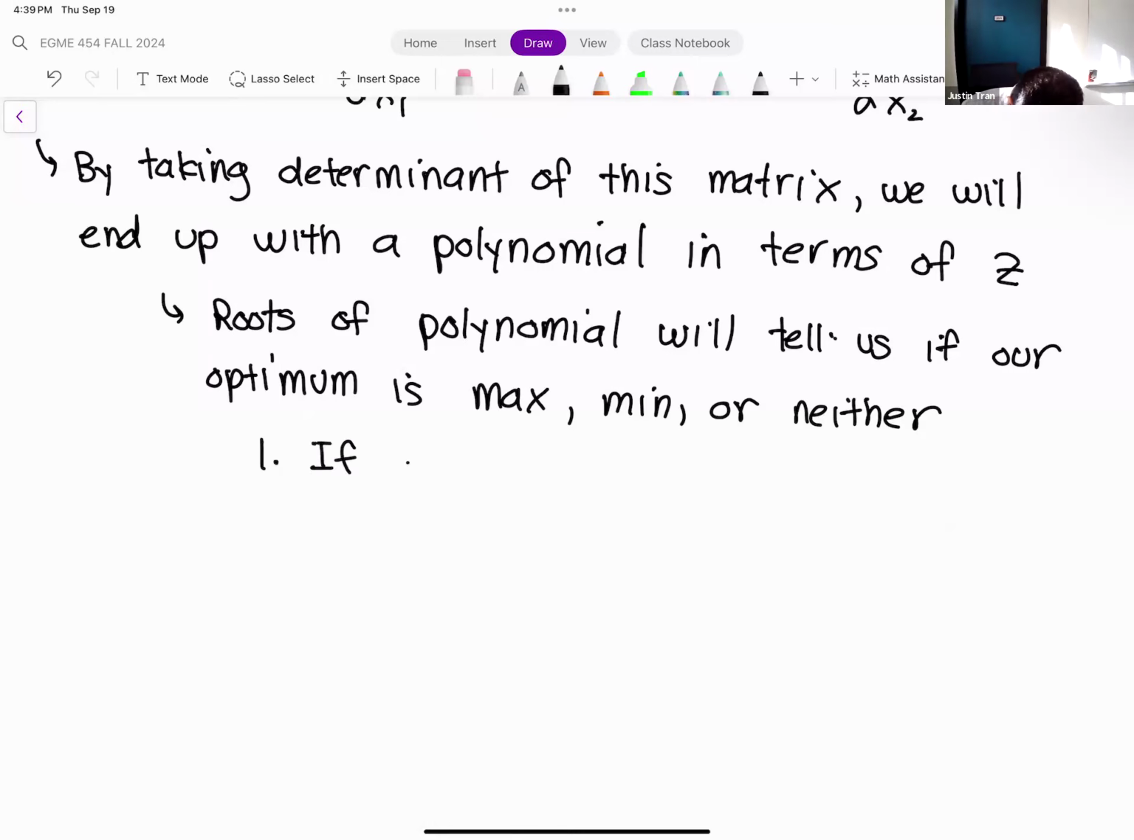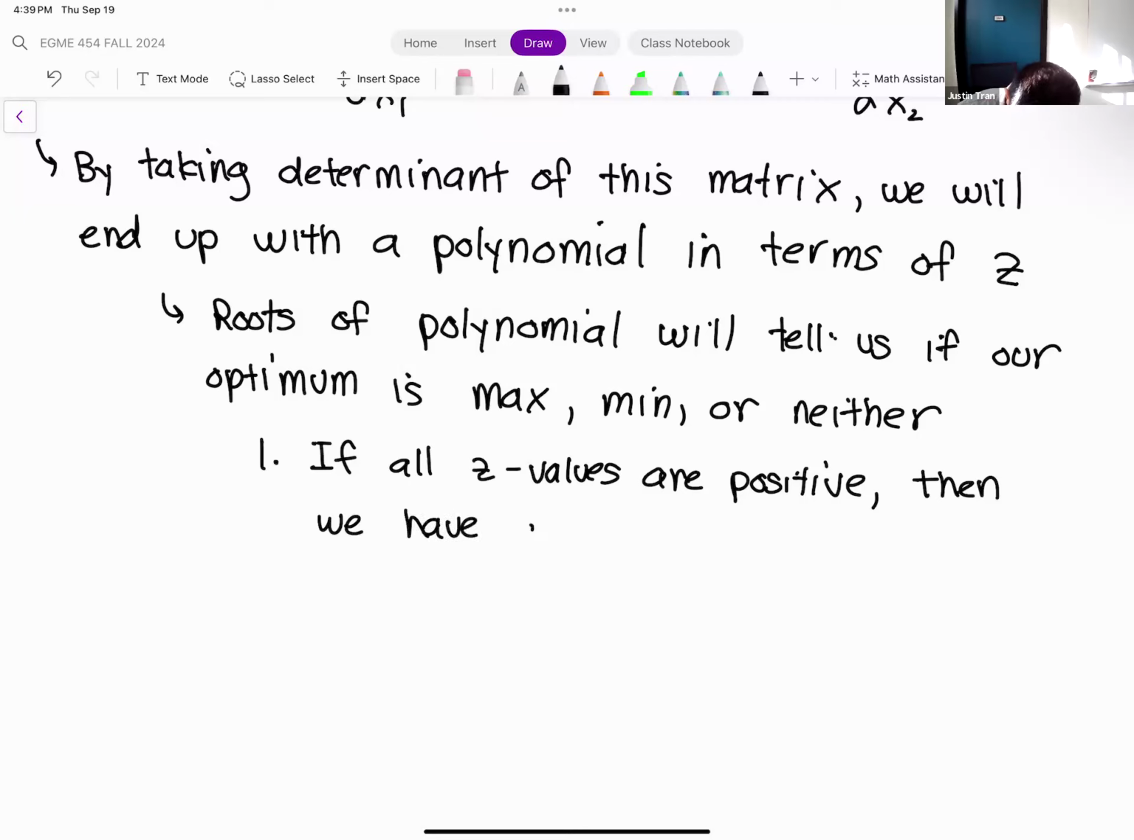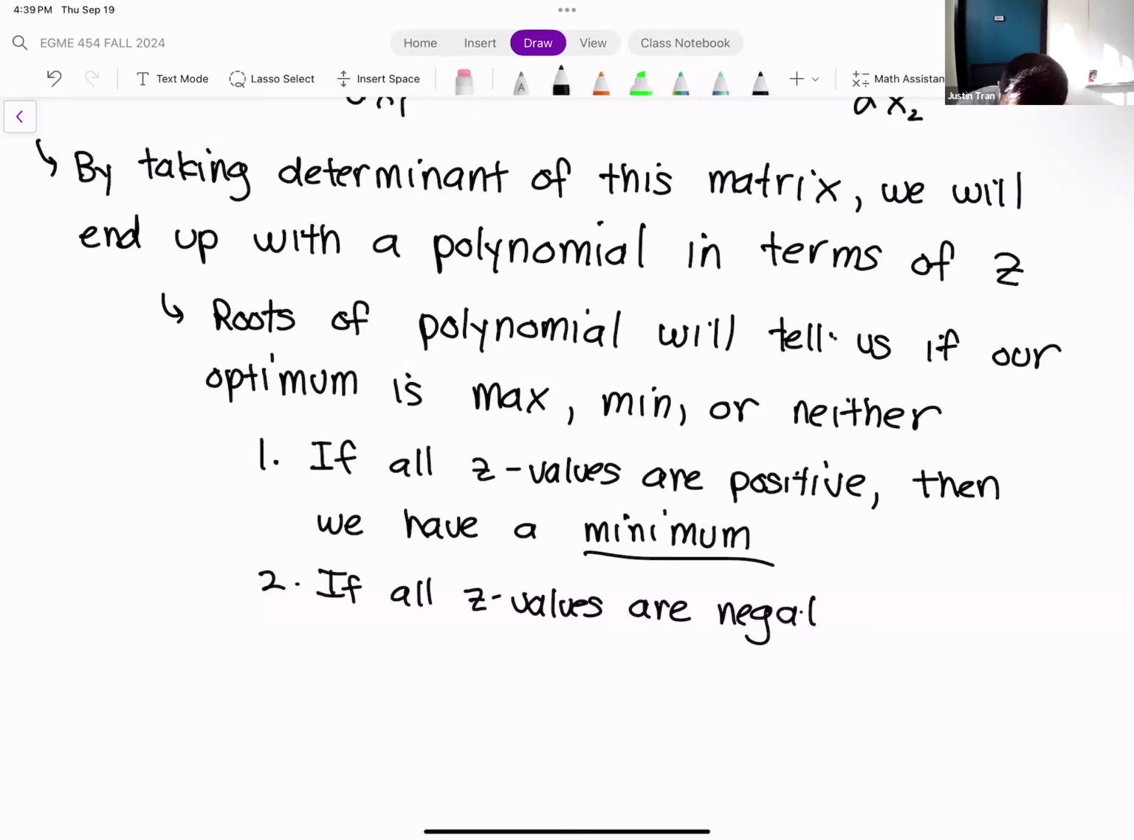Okay. So if all the z values are positive, then we have basically a positive definite matrix. Then our optimum is a minimum. If all the z values are negative, then our matrix is negative definite, and so that means we have a maximum.